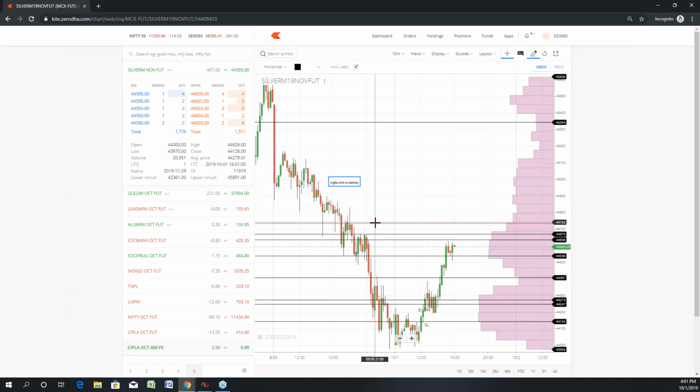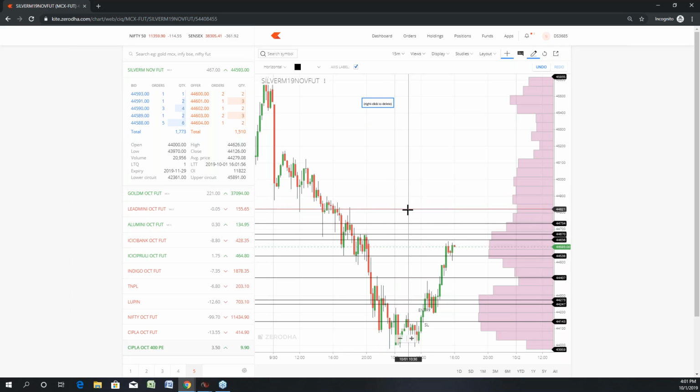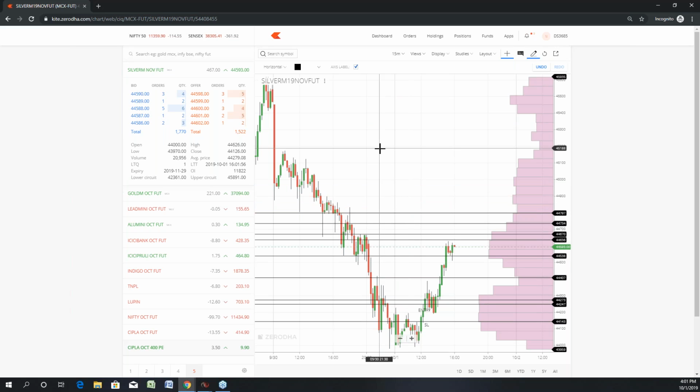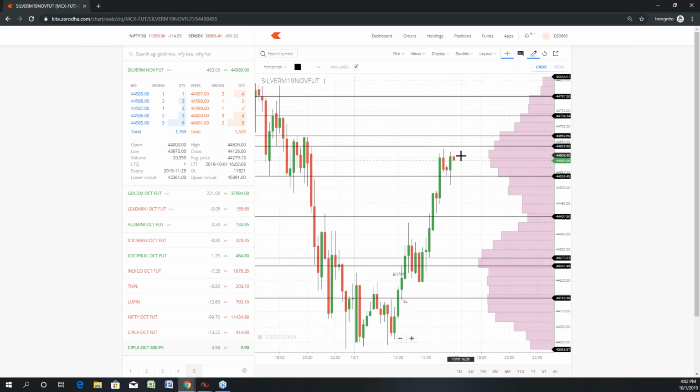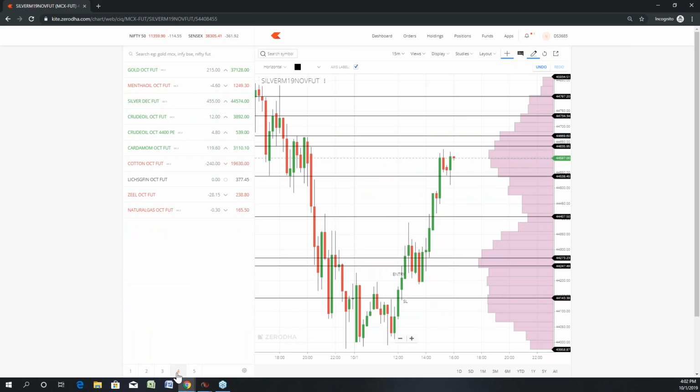Definitely somewhere here, another 100 points. If that is crossed, then I'm expecting it to go till this point, right, which is 44,800 is what it should go up. So anyway, what I'm trying to tell you is that if you just see, commodity is very very easy, right?